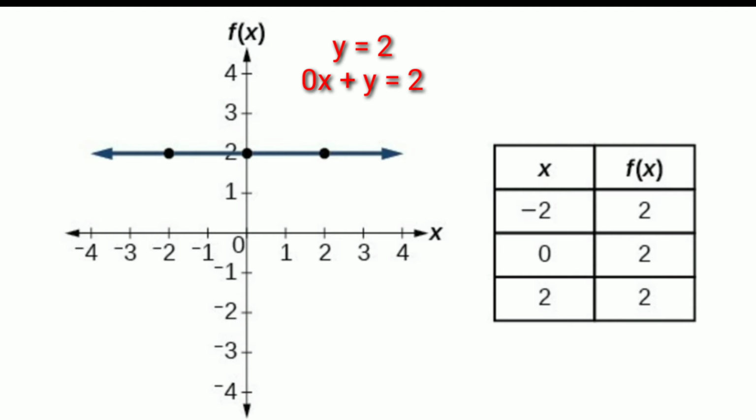Let us assume we take x = -2, then y = 2. If we take 0, then y = 2. If we take x = 2, then also we get y = 2. Now we have the ordered pairs (-2, 2), (0, 2), (2, 2). Plot them on the graph paper and draw the line joining each point. We will have a horizontal line shown like this. In this form, it is clear that the slope is 0, and this is a special kind of linear equation.